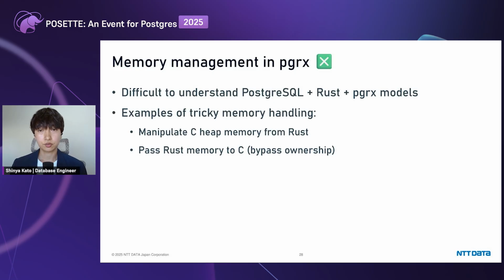It's already difficult to understand C and Postgres memory management and Rust memory management individually. Then you also need to learn pgrx memory management. This makes it much harder. Let me give some difficult examples. One is handling memory created in C from your Rust code. Another is passing Rust memory to C and telling Rust not to free it, which goes against Rust's ownership system.